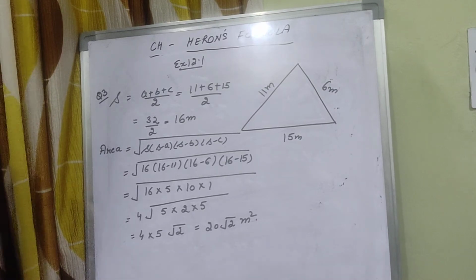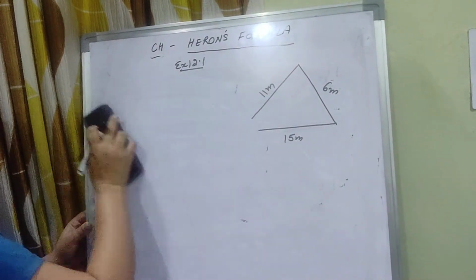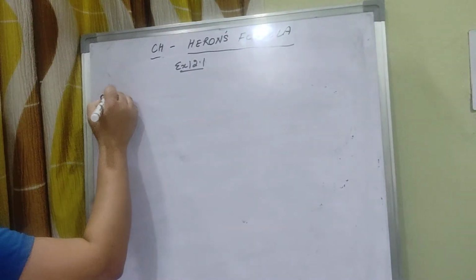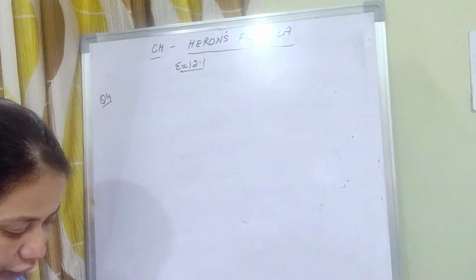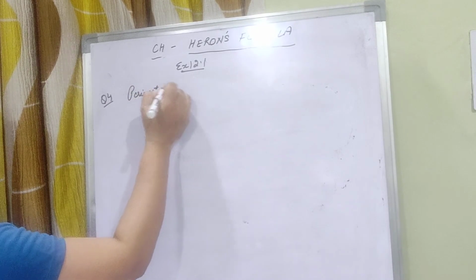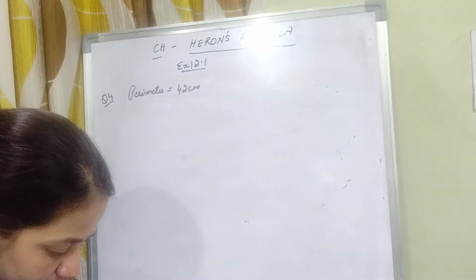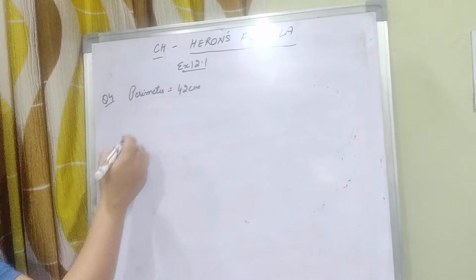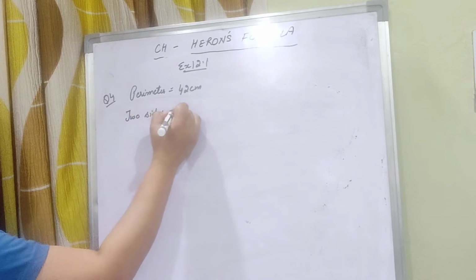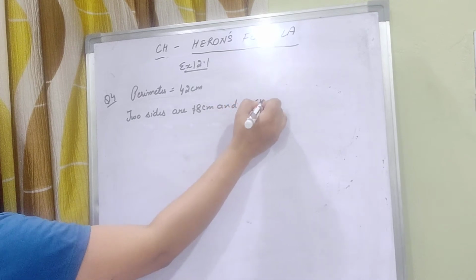Now let us do the next question. Question number 4 is find the area of the triangle in which two sides are given and the perimeter is given. Perimeter is 42 centimeter and the two sides are 18 centimeter and 10 centimeter. First we find the third side.